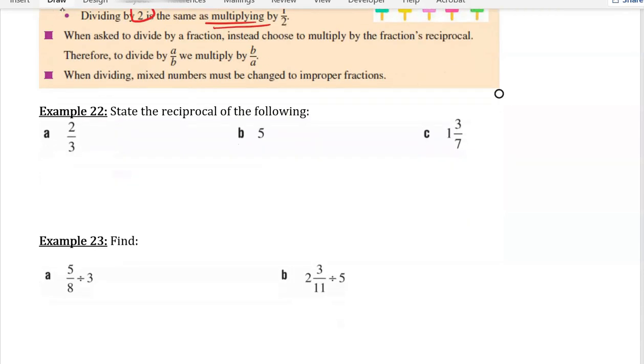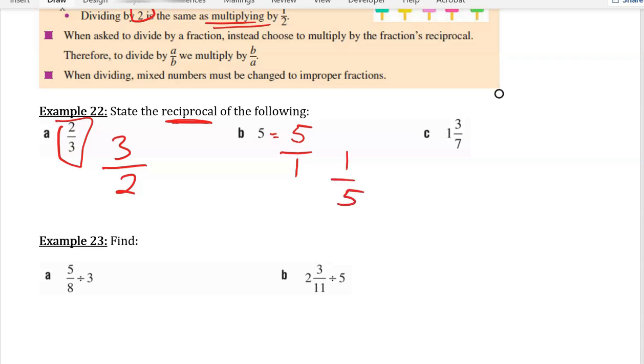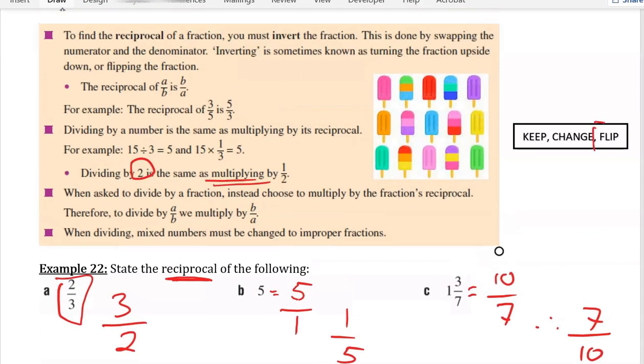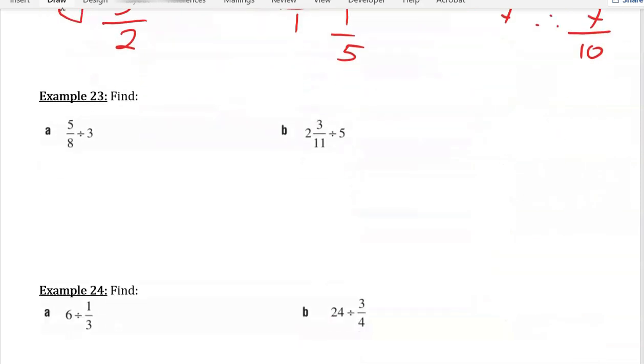So let's look down here. The reciprocal of the following, 2/3, simply flip it, 3/2. 5 is a little bit tricky, but we have to remember that 5 equals 5/1. So the reciprocal would be 1/5. For this one, we have a mixed number. We have to turn that into an improper fraction. So that would be 10/7. So therefore, the reciprocal would be 7/10. So it really is just flipping. And remember, we do this with the second of the 2 fractions. We keep the first one, we make that change, and then we make the reciprocal of the last one.